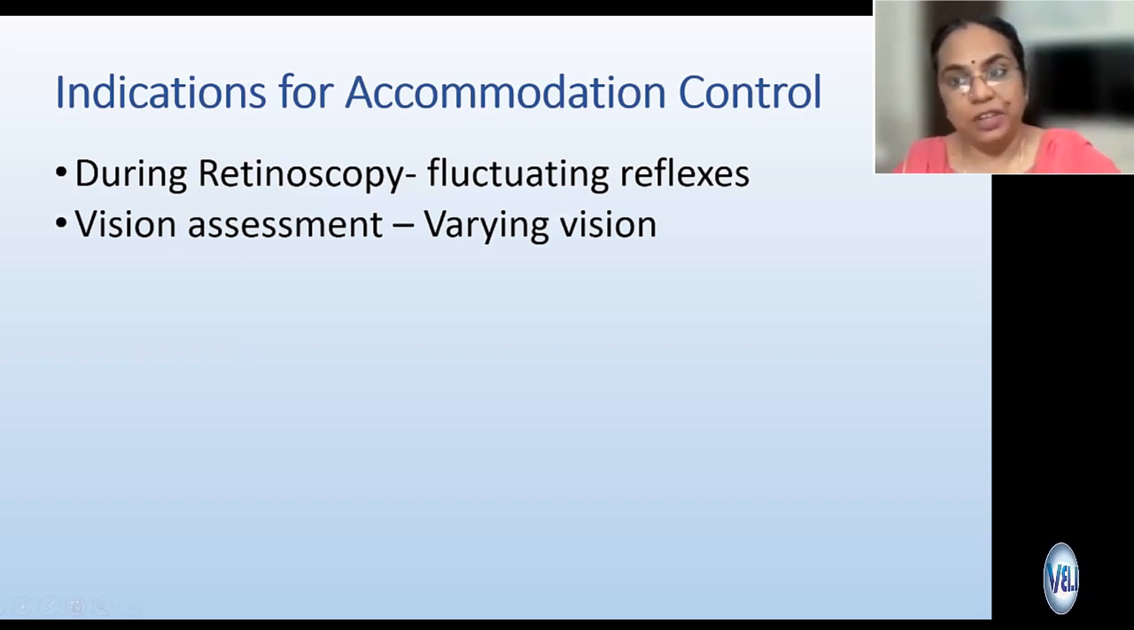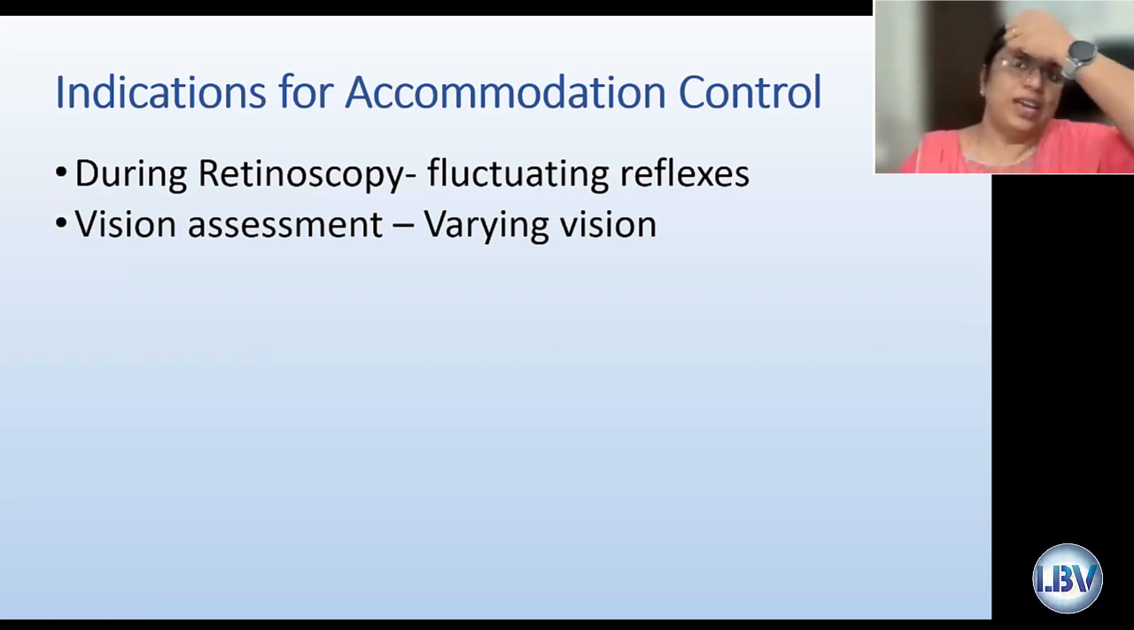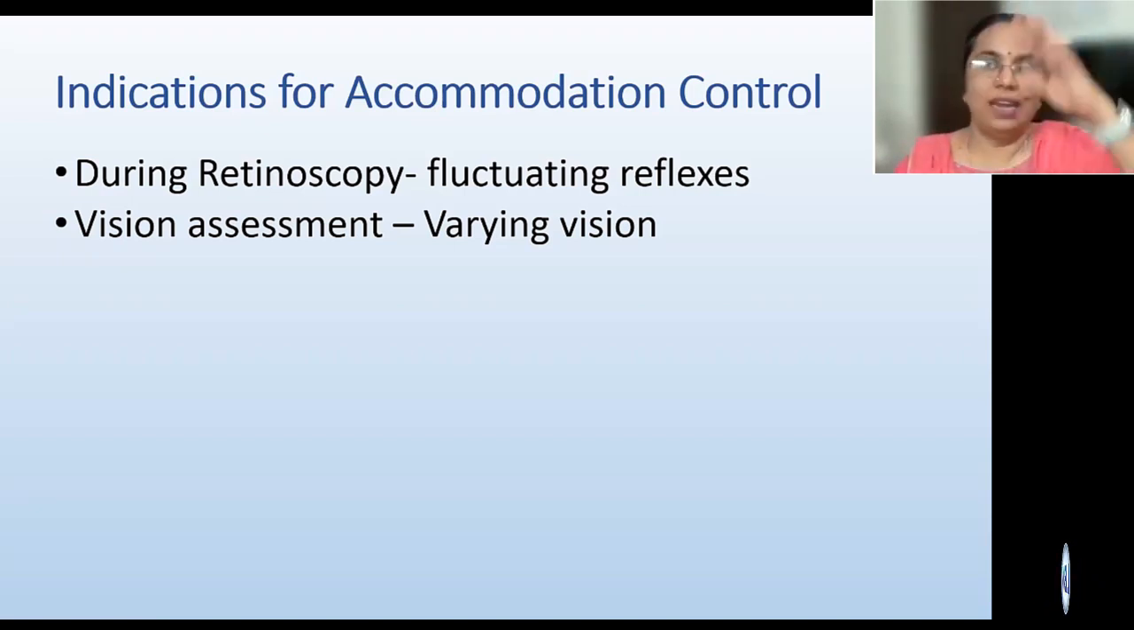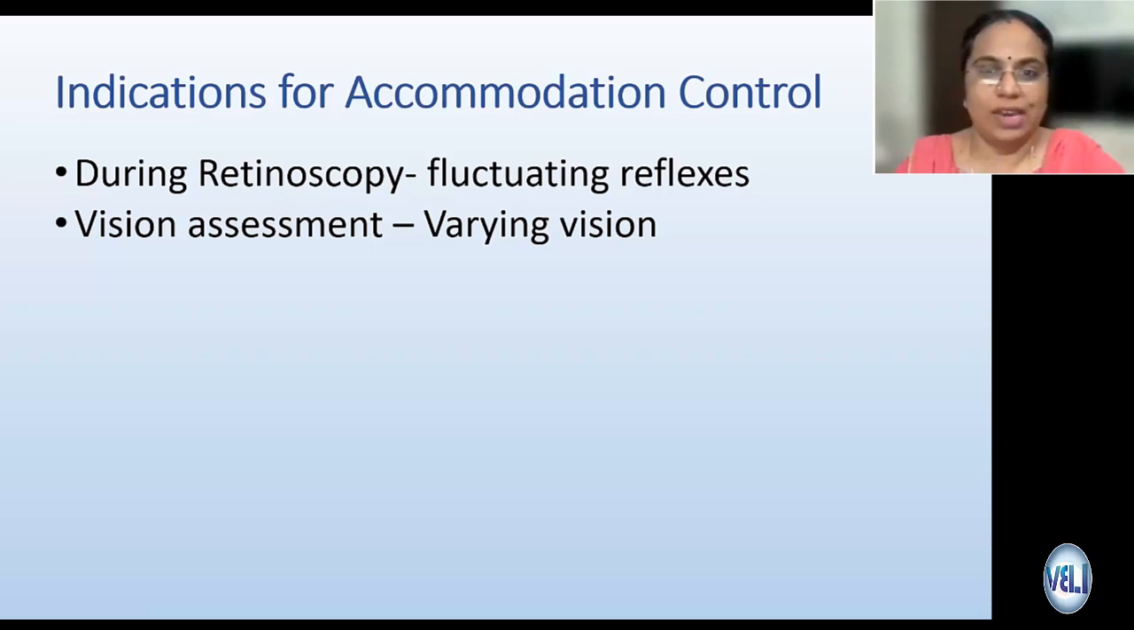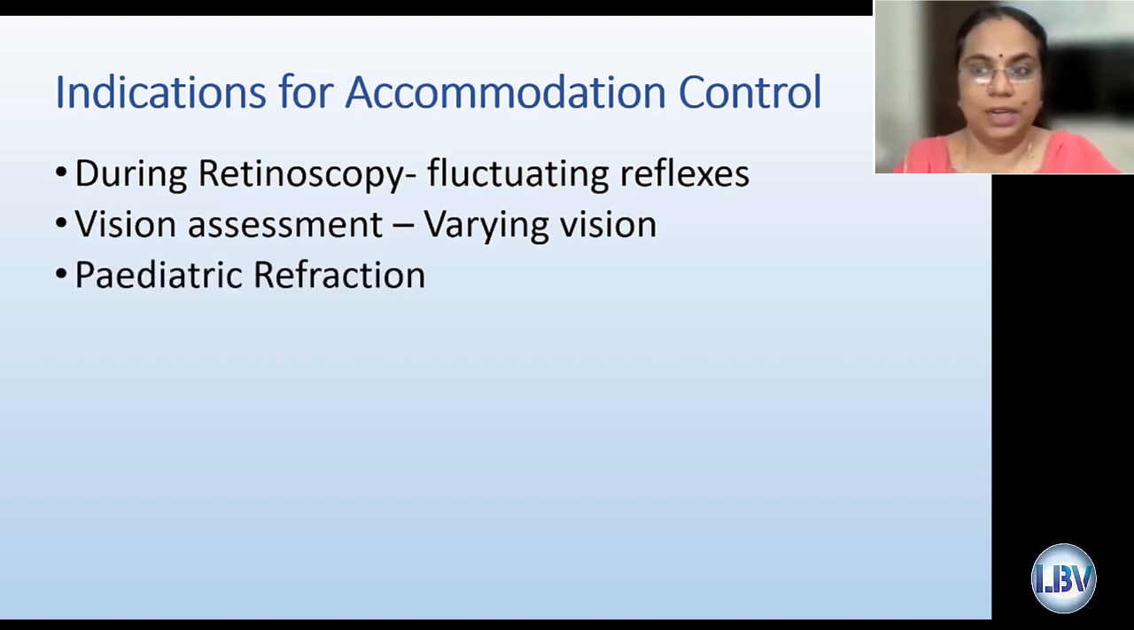When you're checking vision before that itself, and you find that the vision is varying, they're suddenly reading 6/60 and then they're suddenly trying and reading and going on to read 6/12 and going back up to 6/60, something is happening with their vision as well as their accommodation.